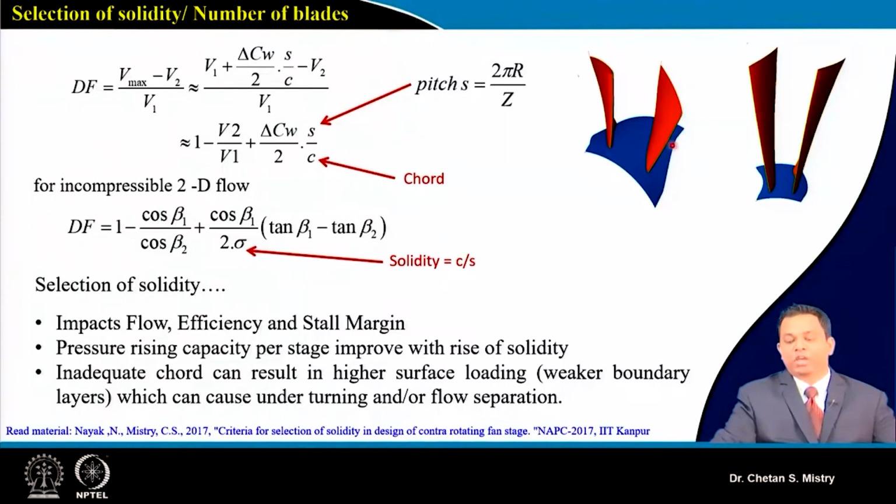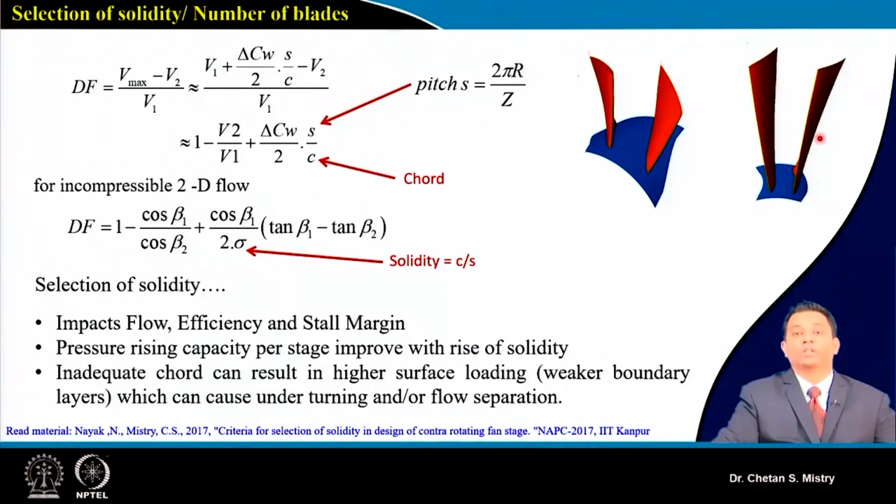So if you look here, suppose this is the blade, which has some chord, and we have some number of blades, and the height of the blade is larger compared to my chord. If we compare the working of these two, we can realize that in this case my chord length is sufficient in order to do the diffusion.